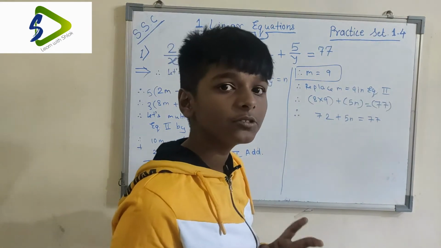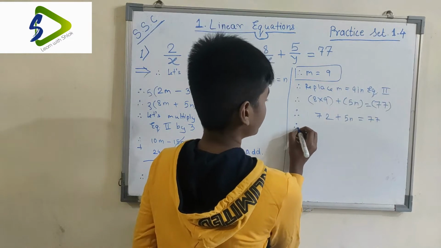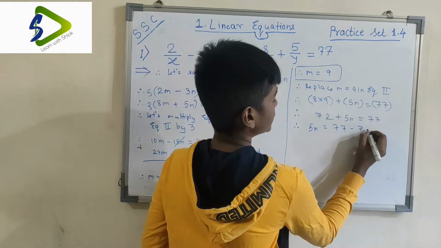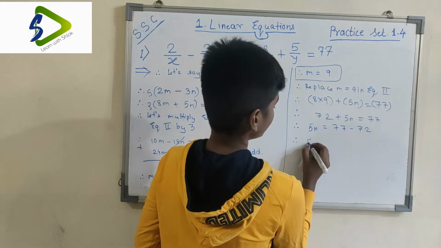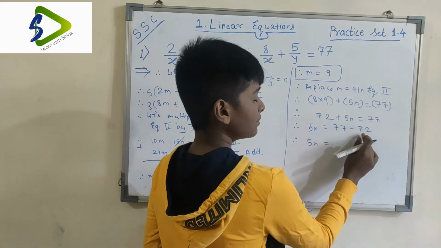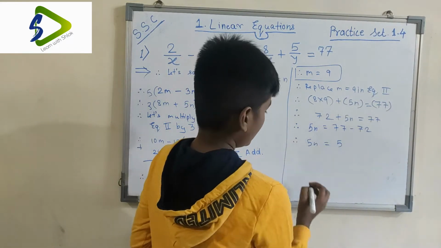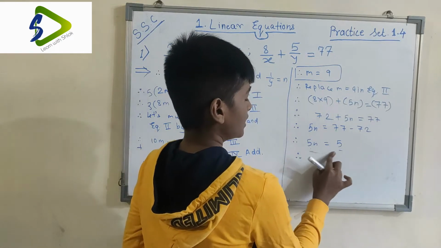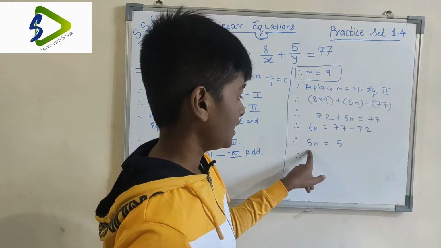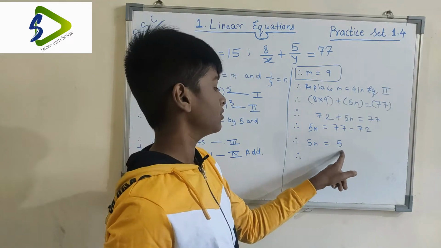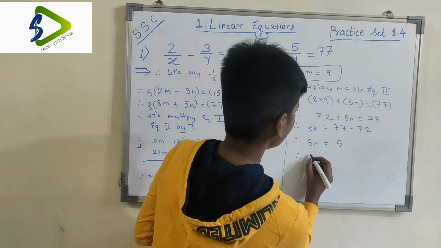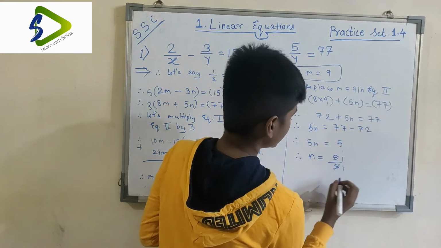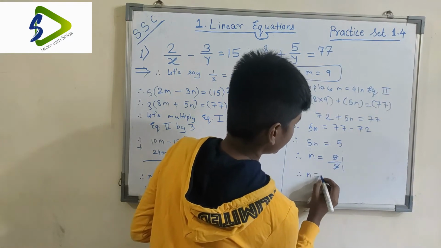When it goes to the other side, it will become negative 72, and therefore 5n is equal to 77 minus 72, which is 5. Now we have to take 5 to the other side, the down part, and it will become division. Why? Because here it was in multiplication and now it goes to the other side, it becomes division, and therefore n is equal to 5 by 5, and n's value we get as 1.